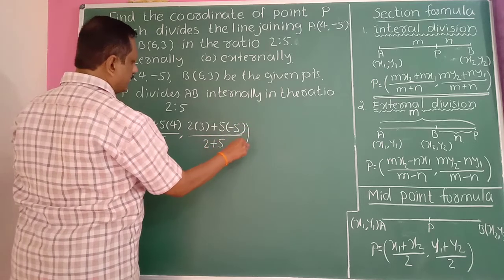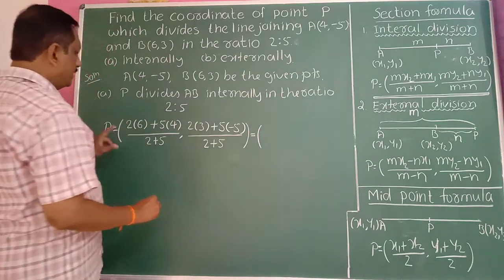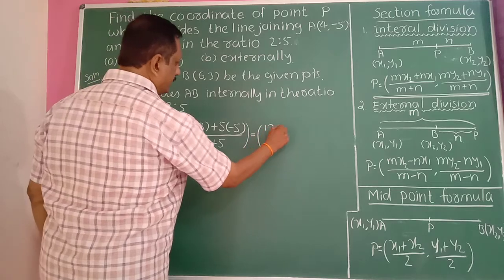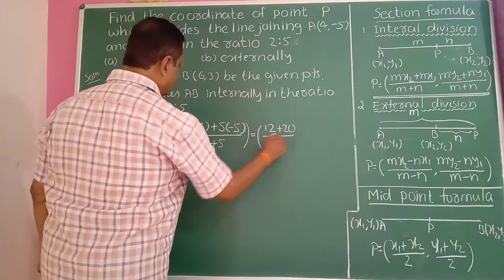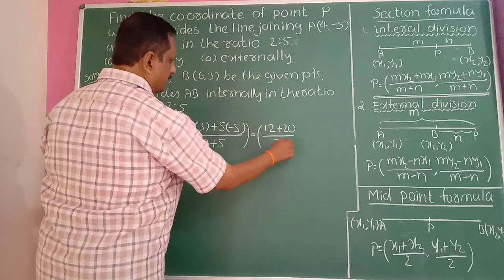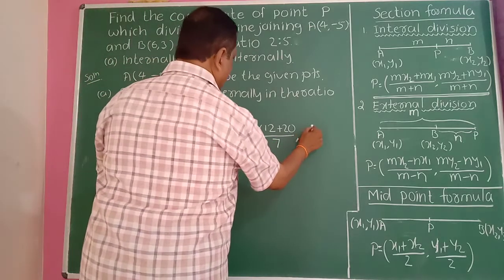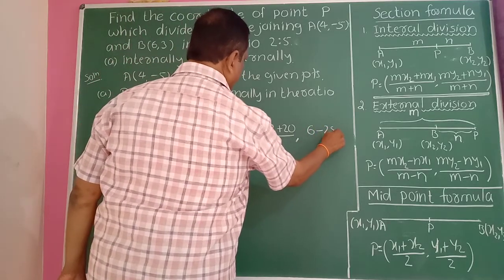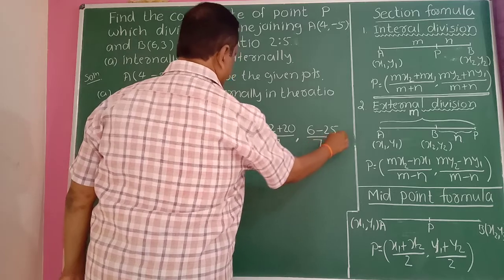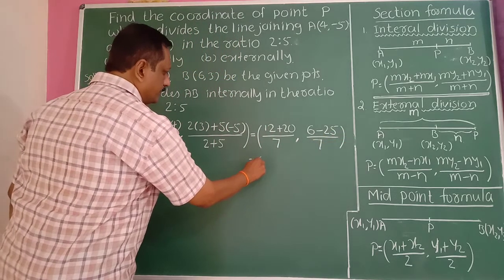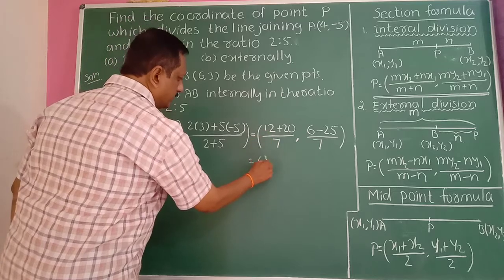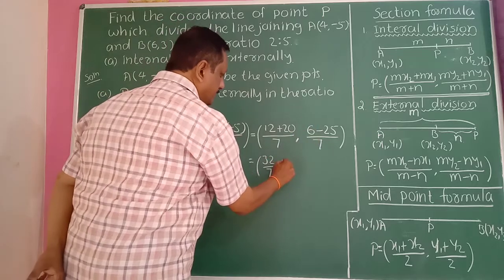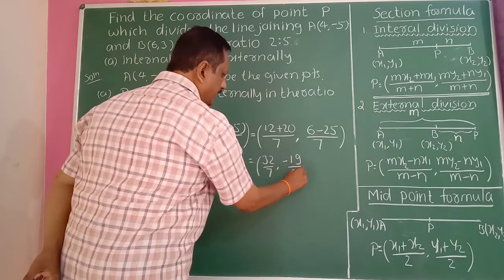Therefore, this is equal to: 6 2s are 12 and 5 4s are 20, plus 20, divided by 5 plus 2 which becomes 7. Then 3 2s are 6, plus 5 into minus, which is a minus, 5 5s are 25, whole divided by 7. Therefore, this is equal to 20 plus 12 is 32, 32 divided by 7. 6 minus 25 is minus 19 divided by 7.